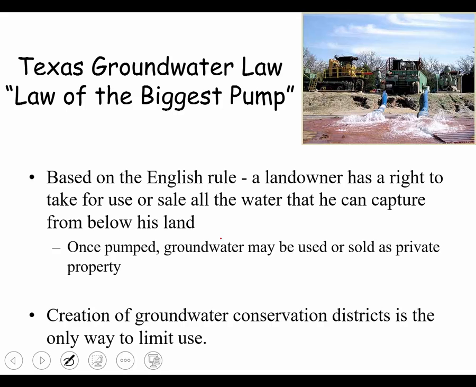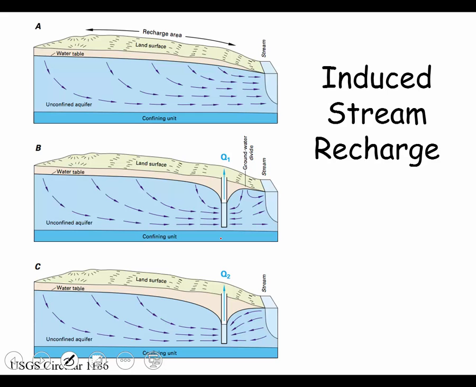And so the only way to limit the use is basically to develop conservation districts, which is more along the line of what we think of with the American rule, where you have to decide about beneficial uses. Okay. And so as we'll see, that's more of a Central and West Texas issue. Okay. Now, there's one other thing you might know.